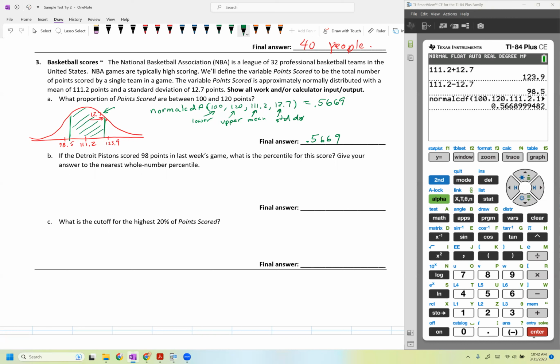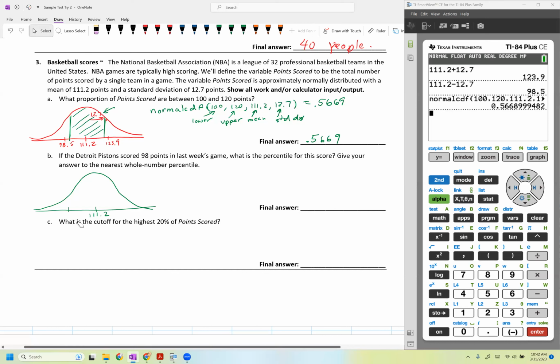Okay, second question. If the Detroit Pistons scored 98 points, and again, we're still coming from the same distribution in last week's game, centered at 111.2, there's 98, about one standard deviation below, 98.5, and here's the Detroit Pistons, and that little tail there. Okay, what percentile score? Well, the percentile score is, again, what percent is below a particular value. Again, we're going to use the normal CDF.